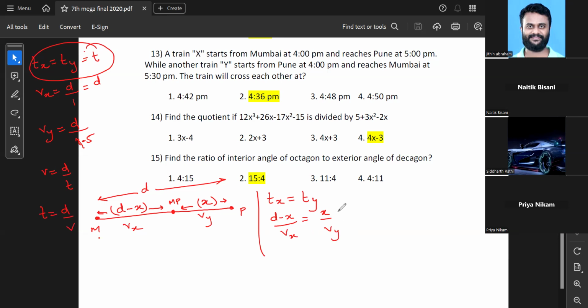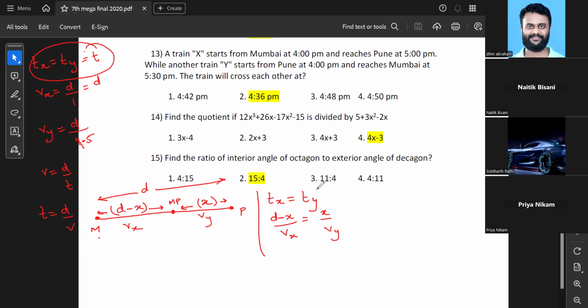We can write Vx as D, right? Yes. In the next step, what I'm going to do is writing vx as d. Sir, but how can you tell Tx is equal to Ty? It is different, no? 1 and 1.5 hours. Beta, it is not dx, it is d minus x. While they're meeting.